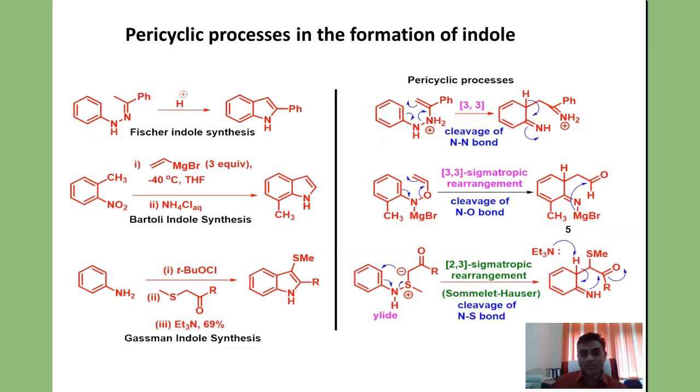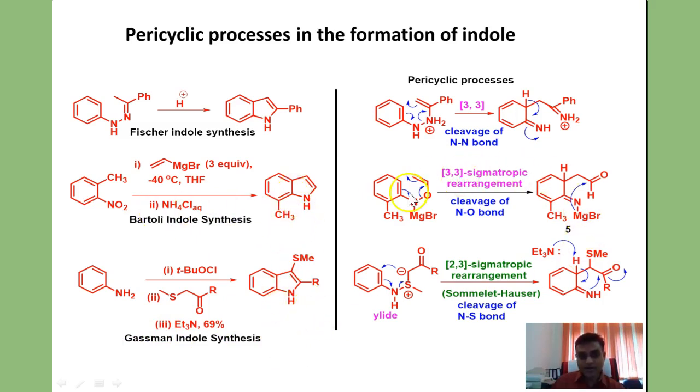Now let us have one more look at the various pericyclic processes involved in the formation of indole. Today we discussed the Fischer indole synthesis, where the 3,3 sigmatropic rearrangement is involved, in which carbon-carbon bond formation occurs and the nitrogen-nitrogen bond cleavage also occurs. Apart from the Fischer indole synthesis, we discussed two reactions in the previous class: one is the Bartoli indole synthesis and the other is the Gassman indole synthesis. In the mechanism of these two reactions, again pericyclic processes are involved.